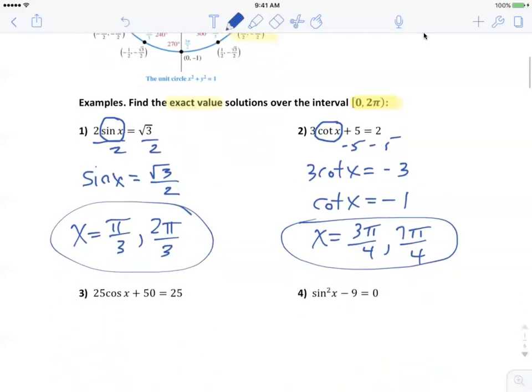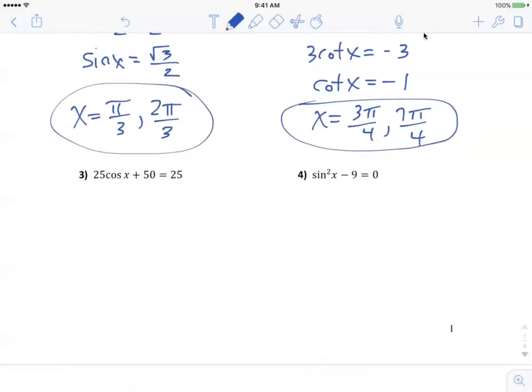Okay. How about the next one, number 3? Let's solve that for cosine x. So I have to subtract the 50 over. That's going to give me 25 cosine x equals -25. And then divide by 25. This seems like the last one. I get cosine x equals -1.